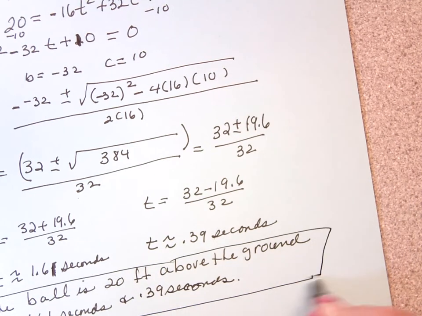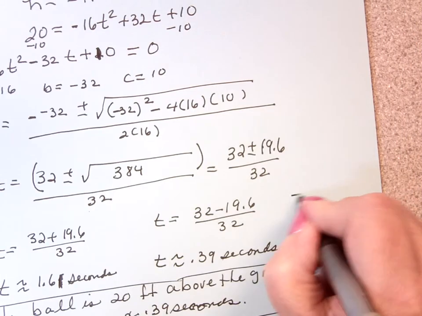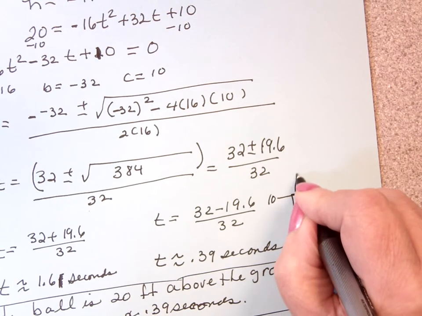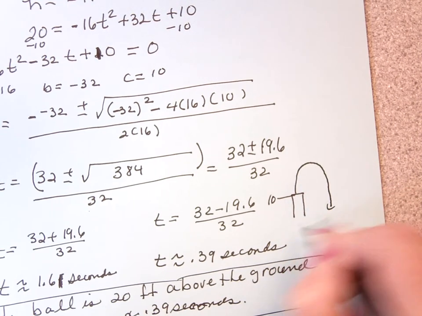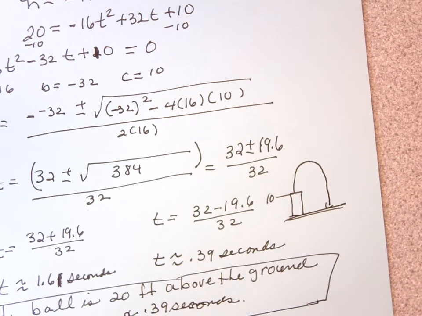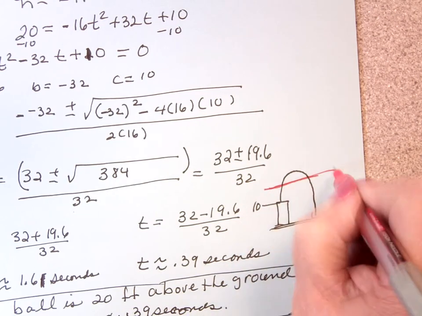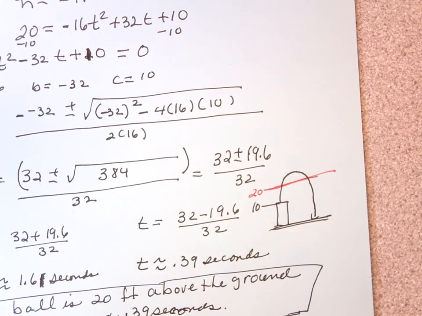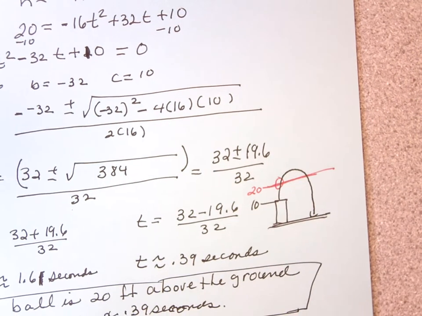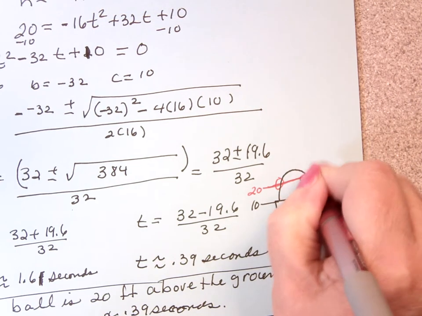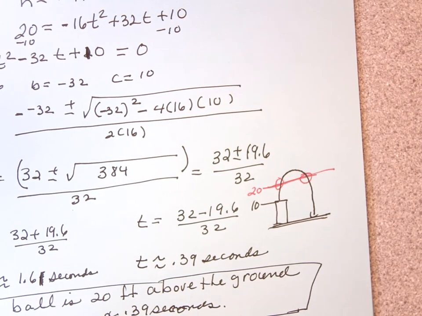Now, why would that be the case? Well, if you think about it, the ball starts off at 10 feet. It goes up and comes back down and hits the ground. We're looking at 20 feet above the ground. It hits 20 on the way up. That's 0.39 seconds. It turns around, comes down, hits 20 again on the way down. So there would be two answers.